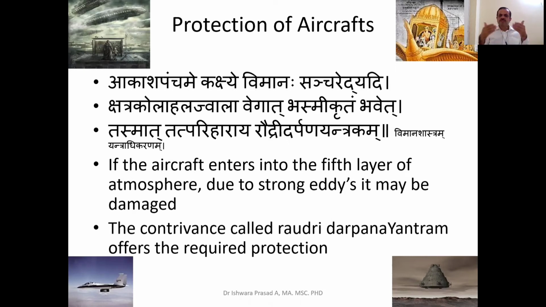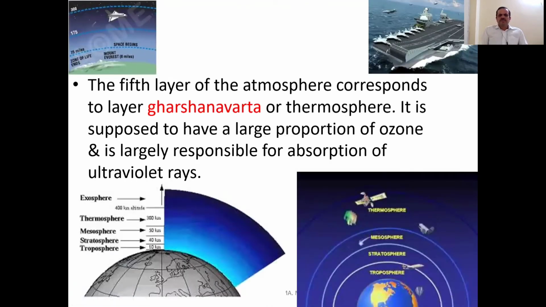So if the aircraft enters the fifth layer of the atmosphere, due to strong eddies it may be damaged. To avoid the damage, Raudri Darpanayantram is to be introduced. It should be fixed because it offers the required protection. So it is mentioned in Yantradikaranam of Vimana Shastra. The fifth layer of the atmosphere corresponds to the layer Gharshana Varta of the thermosphere. It is supposed to have a large proportion of ozone and is largely responsible for absorption of the ultraviolet rays.